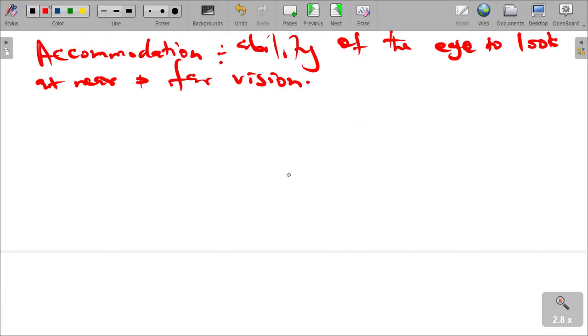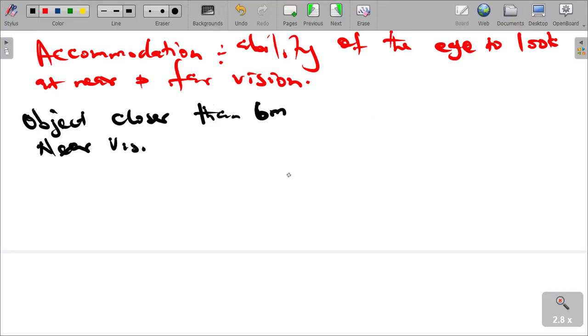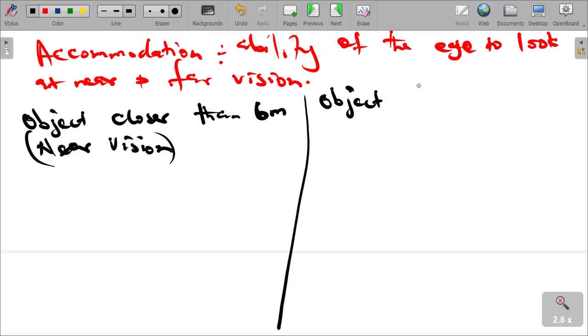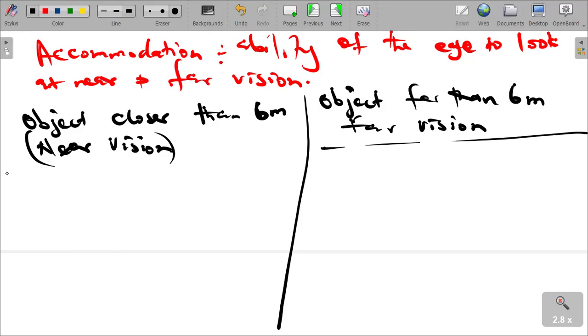That's what we need to do. Objects closer than 6 meters, which we say is near vision. And then we also say objects farther than 6 meters, which is far vision. That is what the question is asking.